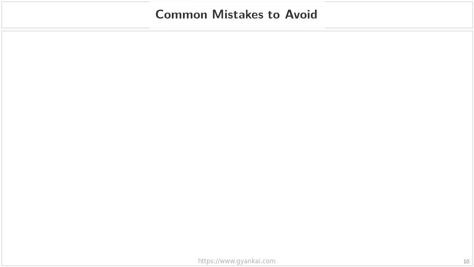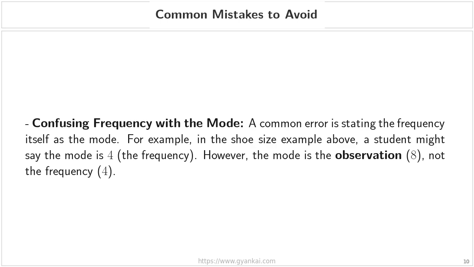Common mistakes to avoid. First, please be careful not to confuse the frequency with the mode itself. This is a very common mistake. If we look back at our basketball team example, the highest frequency we found was 4. A student might mistakenly state that the mode is 4. But remember, the mode is the actual observation, in this case, the shoe size of 8, not the number of times it appeared. Always ask yourself, am I naming the value or just how often it occurs?